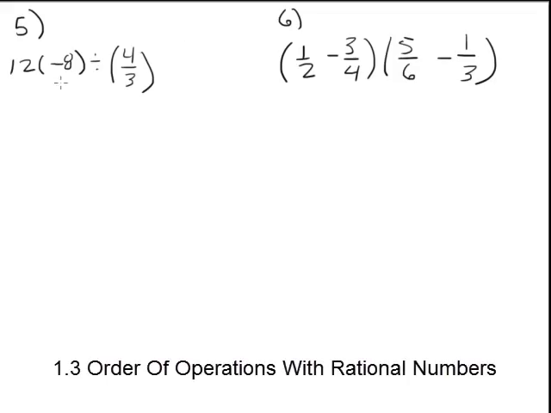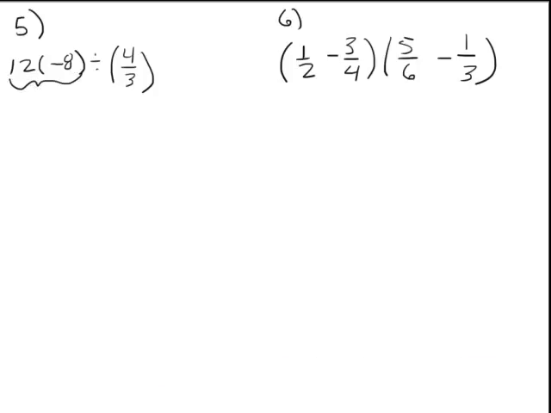Okay, so in this one, I'm going to do my multiplication left to right. So I'm going to do this guy first. Oh, I forgot to change my pen again. So 12 times negative 8, that's going to give me negative 96. Divide by 4/3. Now remember here, now I'm going to be dividing two fractions. So any whole number is always over 1. Okay? And then whenever you divide fractions, you have to multiply by its reciprocal.